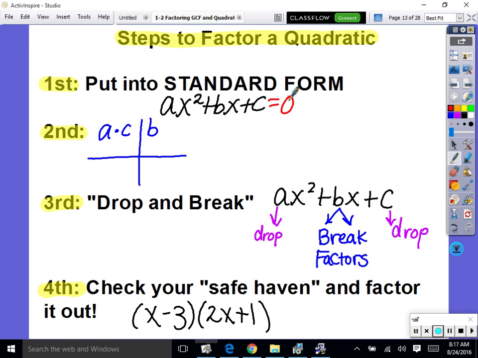Your second step, this is important. You'll always hear me say, what multiplies, so follow me. We're going to be looking at what multiplies to be a times c, and adds up to be b. This is our b value, right? So then we're going to list out factors that multiply to be a times c, and we're going to find the factors that could add up to be this b value.